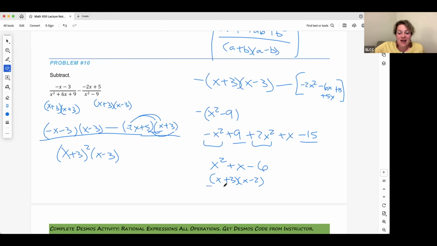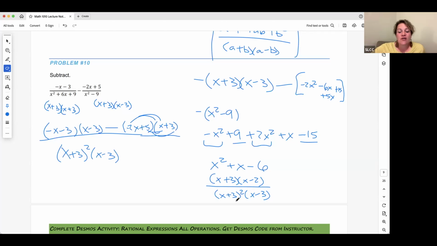It's nice to leave that denominator. So we worked on the numerator. This whole piece was just the numerator. Don't forget, it's over that common denominator of x plus 3 squared times x minus 3. This is the case I had mentioned earlier. It's good to factor so that you can see if any pieces will divide out.